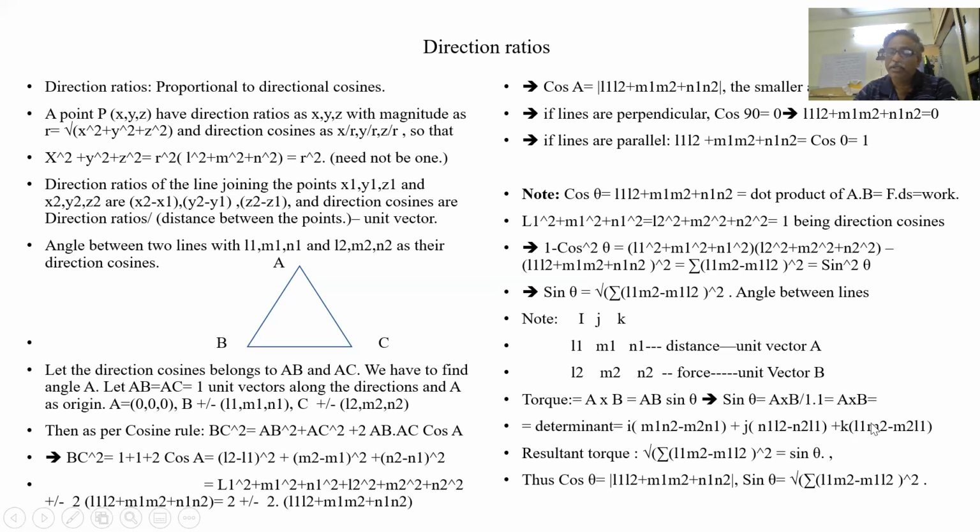So what is the value of the determinant? Square root of this square plus this square plus this square. Square root of (L1 M2 minus M1 L2) whole square and so on, because along I it is X, along J it is Y, along K it is Z. So root of X square plus Y square plus Z square is nothing but sine theta.